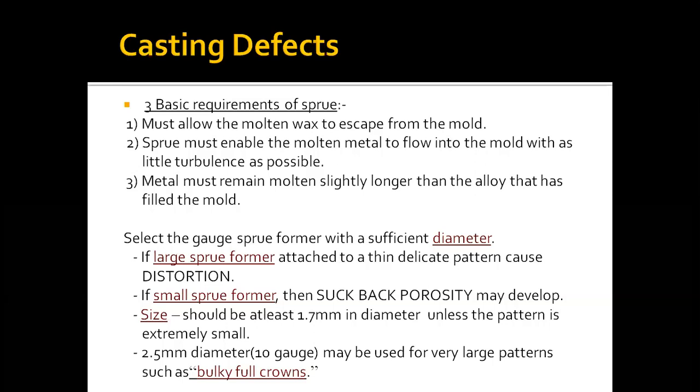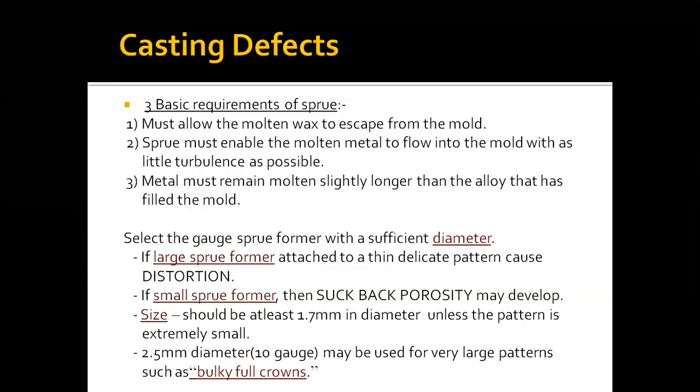You all know there's something called the reservoir to which the sprue is attached. The reservoir is a place that holds the molten metal. It keeps allowing the molten metal to flow into the mold cavity, and it doesn't let the casting fall short of metal. Now, select the gauge of the sprue former with sufficient diameter.